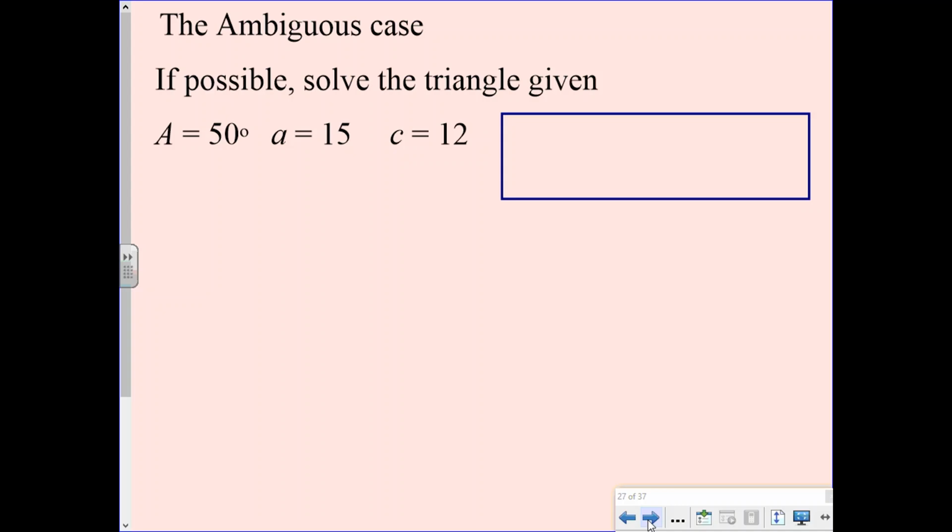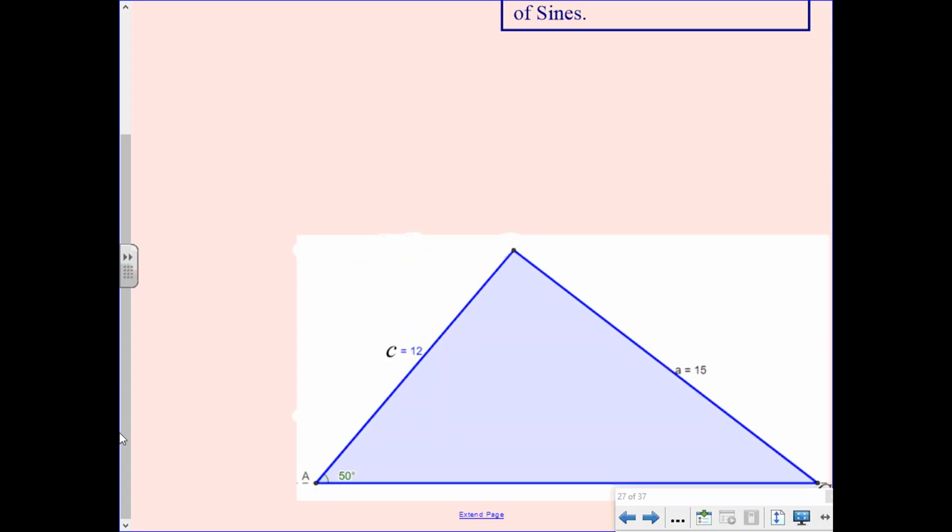Angle A is 50 degrees, side a is 15, side c is 12. If we sketch that, the thing to notice here is my opposite side is greater than the adjacent side, so we're going to use the law of sines, and nothing too crazy is going to happen here. This is what the triangle is going to look like. We see the 50-degree angle, opposite side 15, adjacent side 12. So we need to find all of these other things.